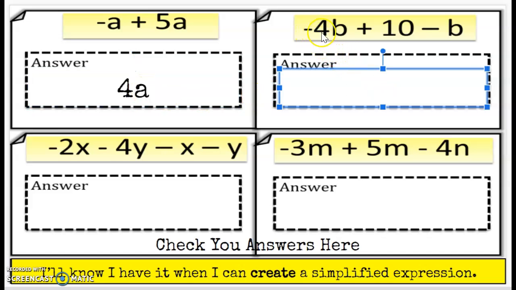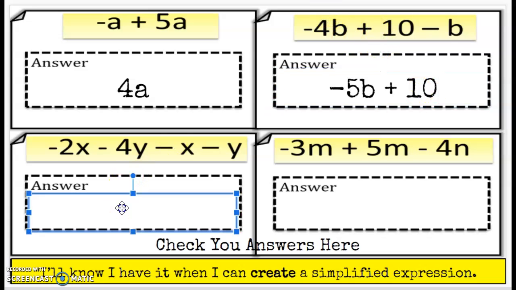Over here I have negative 4b. I'm going to jump over here to this negative b. So I'm adding two negatives to make a bigger negative. So that would be negative 5b. Then I'm just going to bring down my 10, my positive 10.